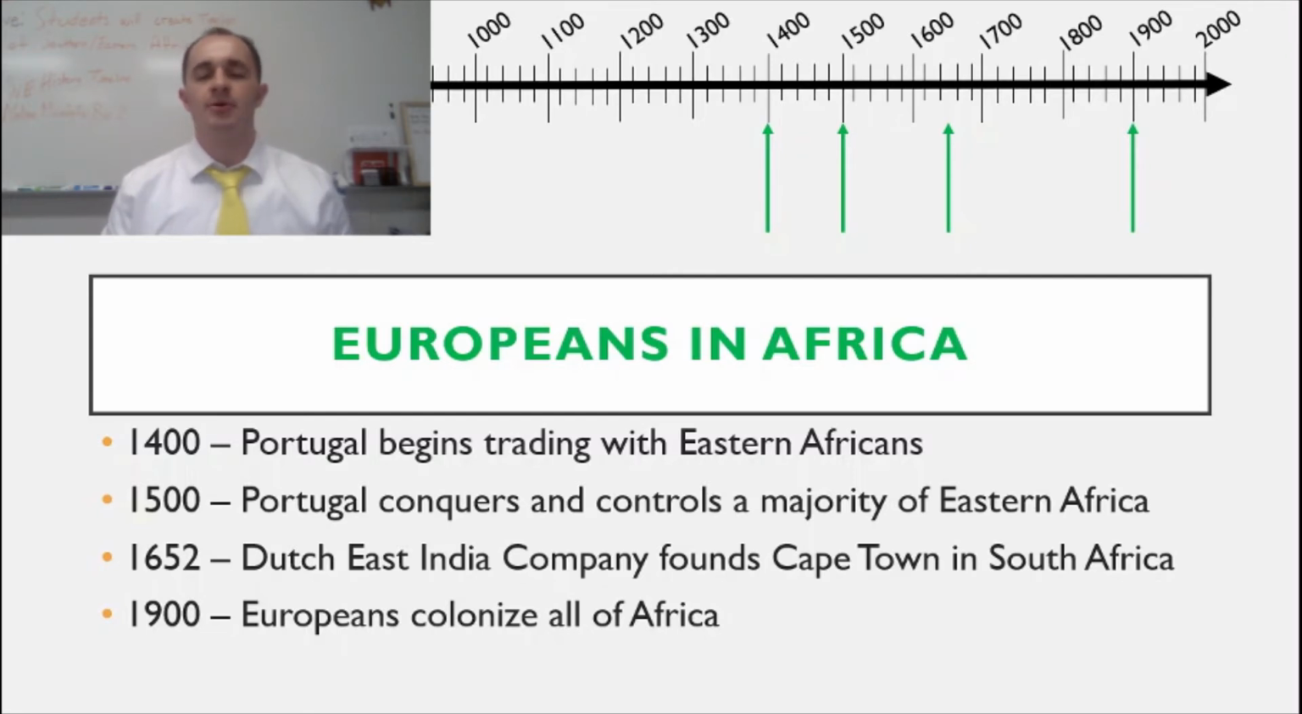Off the top of my head, I can't remember what this one area was, but there was one country or territory that was not controlled by a European country. The rest of them all were controlled by some sort of European nation or empire or the United States. So 1900s or early 1900, Europeans have colonized and control all of Africa.